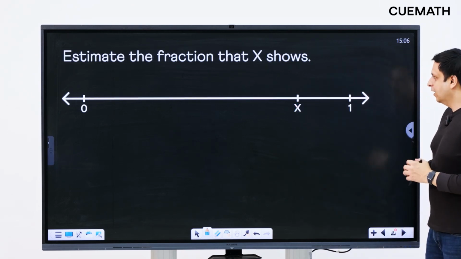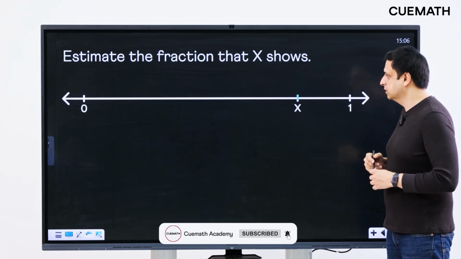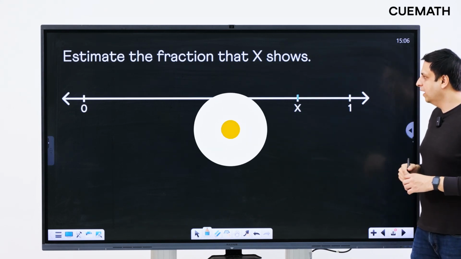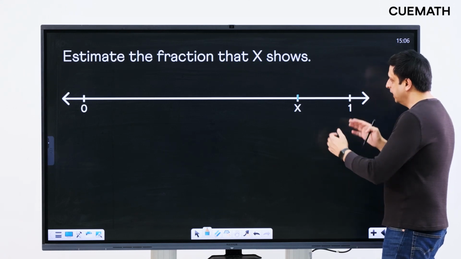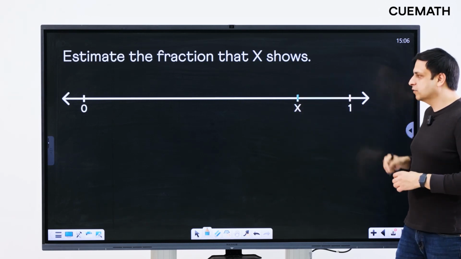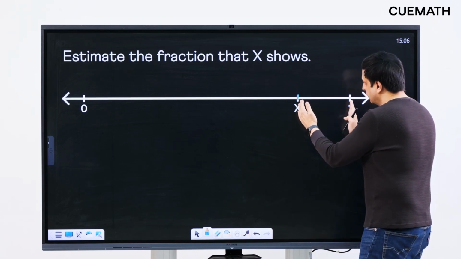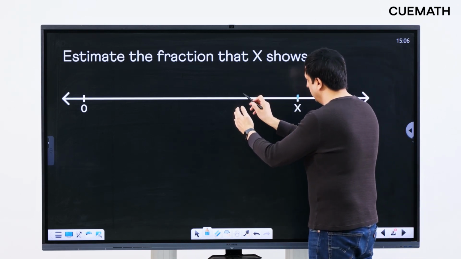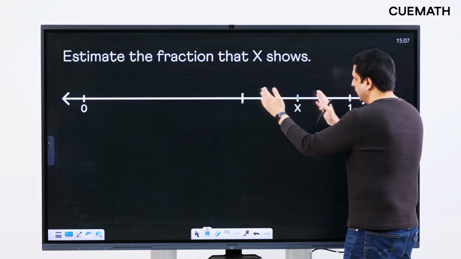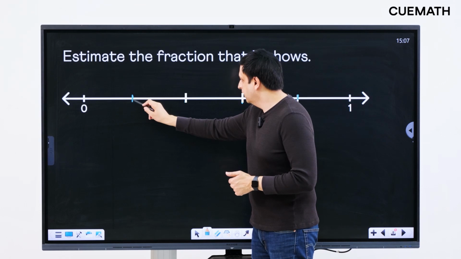All right. Now here's the last question. Estimate the fraction that x, this point here, shows. So we have a number line from 0 to 1. There is a point between them, but we are just given this one part. So let's use the length of this part to estimate how many equal parts this distance from 0 to 1 should be divided into. So we have this one part here. Let's roughly draw the same part length here. So I'll make one mark here. So it looks visually from this picture that this part length and this part length is equal. And then let me make another one here like that, and another one here like that.